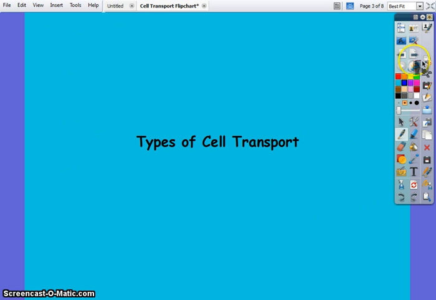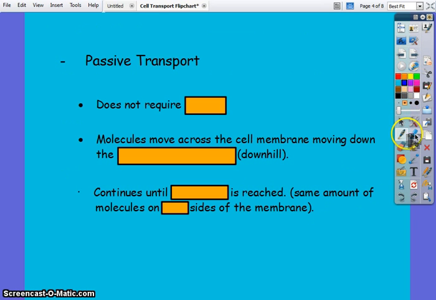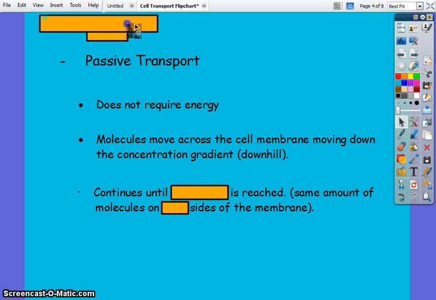So we have a lot of different types of cell transport. They're broken up into 2 major categories. The first one's going to be passive transport. Anytime something's passive, it means it does not require any energy. So what this means is that the molecules are going to move across the cell membrane, and they're moved down something we call the concentration gradient. So think of it as moving downhill.